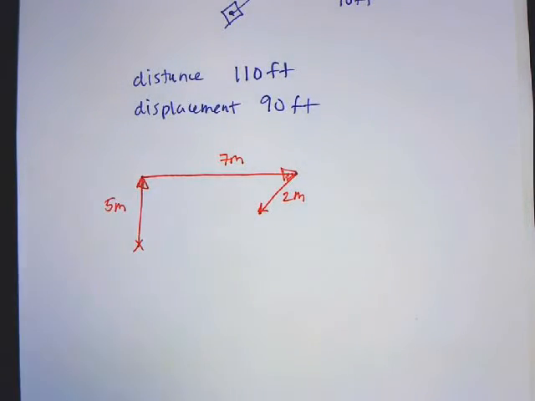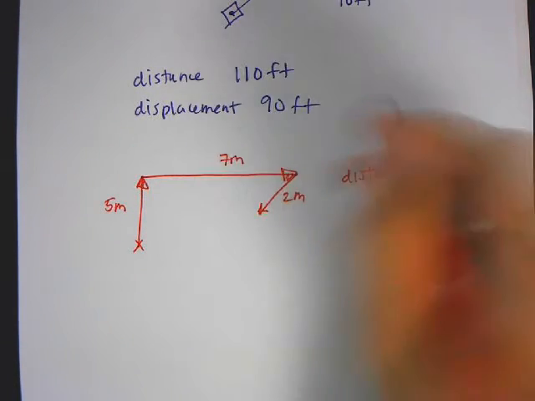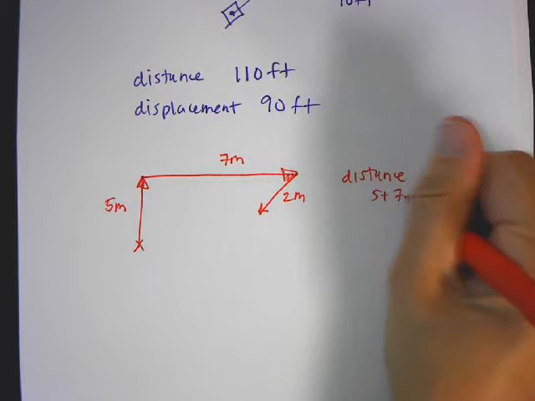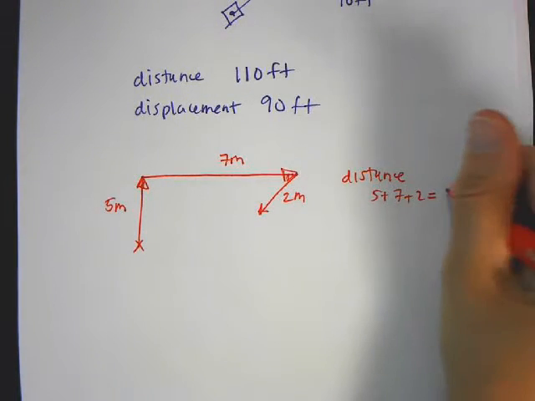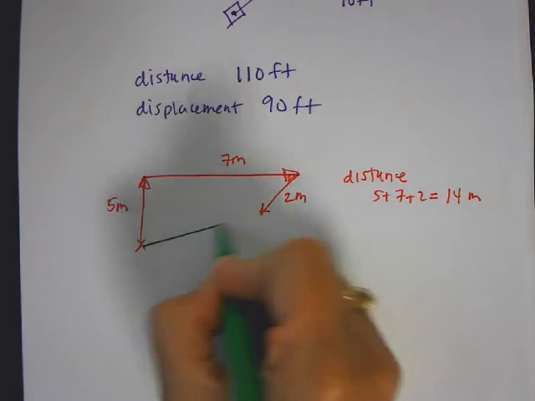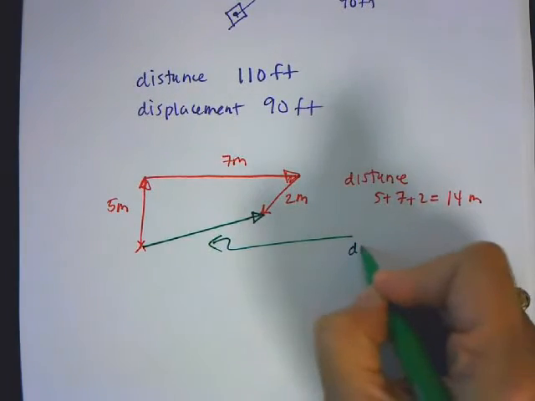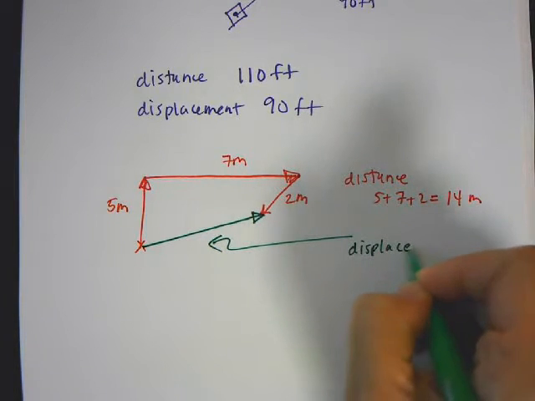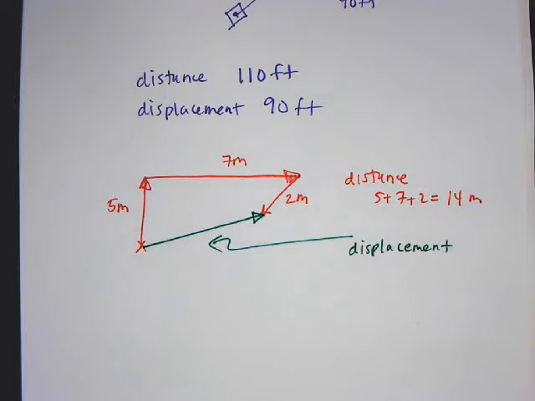Now my distance is going to be 5 plus 7 plus 2. So that's going to be 12, and 2, this is going to be 14. But my displacement is where I start to where I end up, and this is my displacement, which is not the same. Okay? So that's our second example.